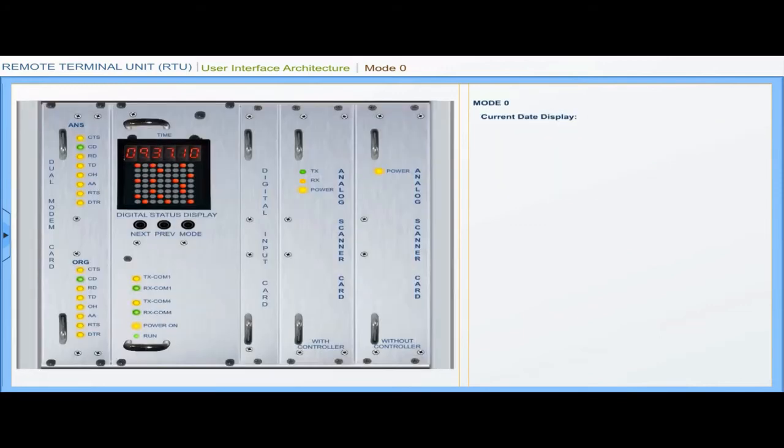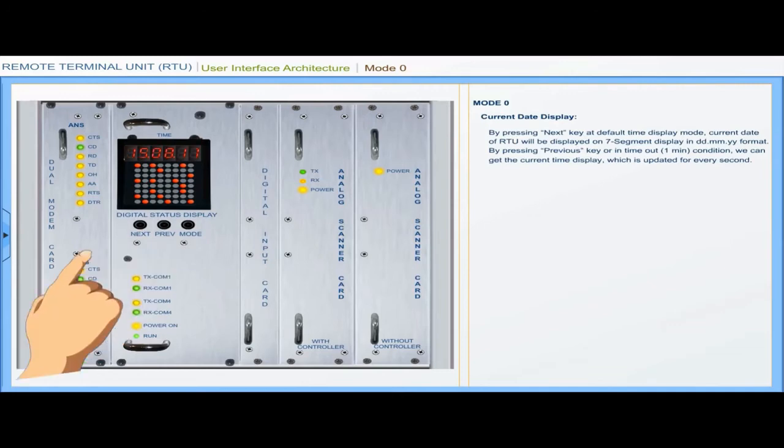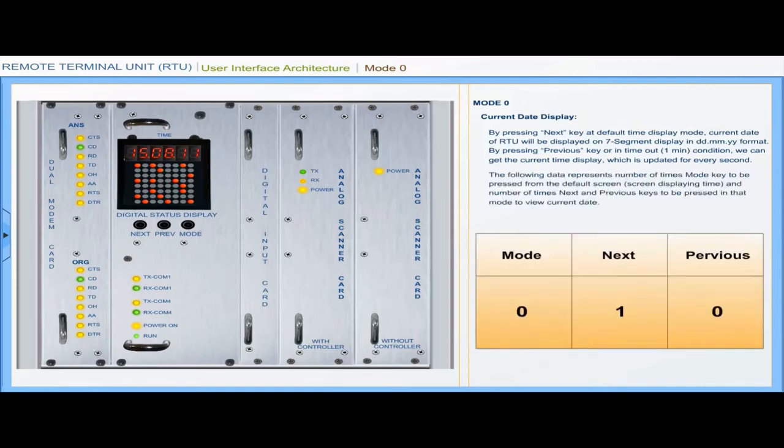Current date display. By pressing the next key at the default time display mode, the current date of the RTU will be displayed on the 7 segment display in date, month, year format. By pressing the previous key, or on time out, that is a 1 minute condition, we can get the current time display, which is updated every second. The following data represents the number of times the mode key is to be pressed from the default screen, that is the screen displaying time, and the number of times next and previous keys are to be pressed in that mode to view the current date.